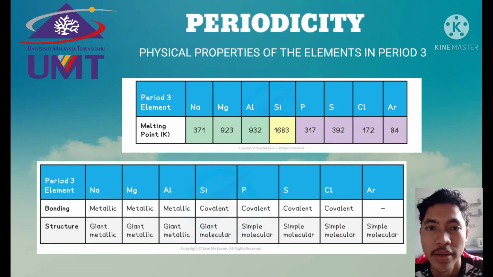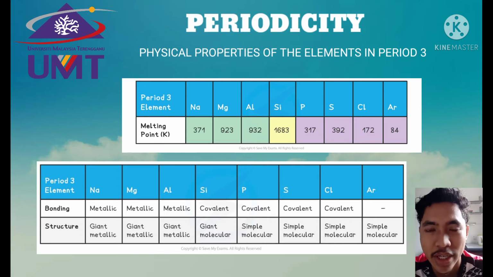Melting point. The table shows that natrium, magnesium, and aluminium are metallic elements which form positive ions arranged in a giant lattice in which the ions are held together by a sea of delocalized electrons around them. Silicon has the biggest melting point due to its giant molecular structure in which each silicon atom is held to its neighboring silicon atoms by strong covalent bonds.